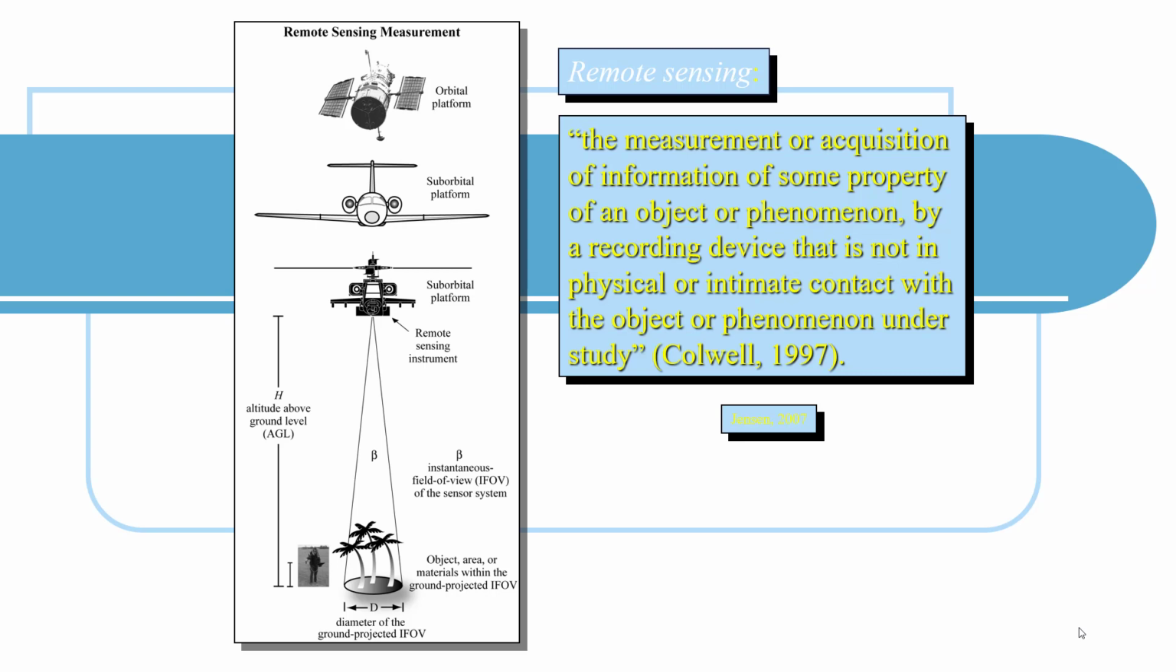An orbital platform, which would be a satellite orbiting the Earth, and then there are suborbital platforms, which would fly closer to Earth, an airplane here and a drone. And on each of these there would be an instrument that is attached. You can see that H is defined as the altitude above ground level. We have an IFOV, which is an instantaneous field of view. In this instance, it's represented by D, and the arrows showing 3 palm trees. This is the object area that's being targeted.